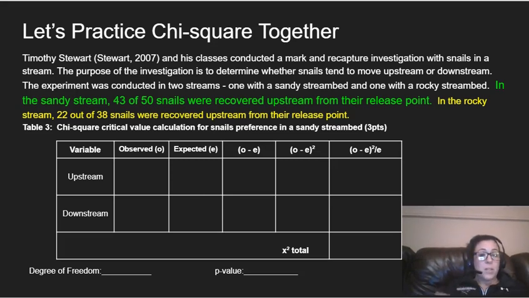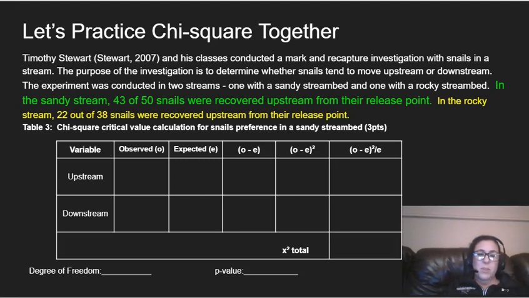So now we're ready to analyze data. So notice here that we have 2 streams that these experimenters collected data from. One stream was a sandy stream bed, one was rocky. So we have 2 data sets. We're going to look at this first data set together and we're going to do the math together. So everything that's in green right now, we're going to do together. You're going to copy those results down. You're going to put that into your lab report. And then the yellow results, those are the ones that you're going to do on your own. So let's just look at our green information first.